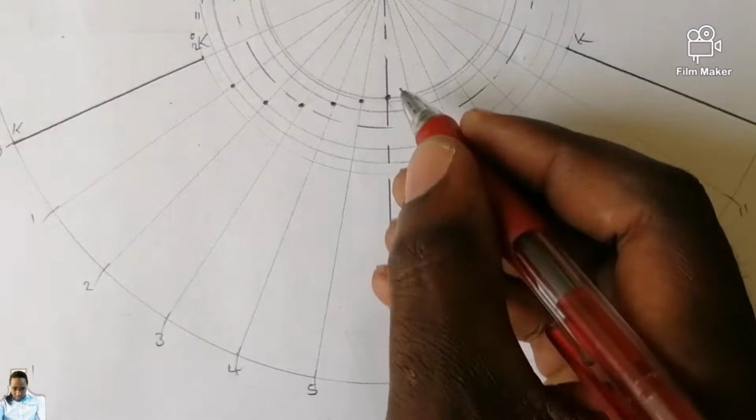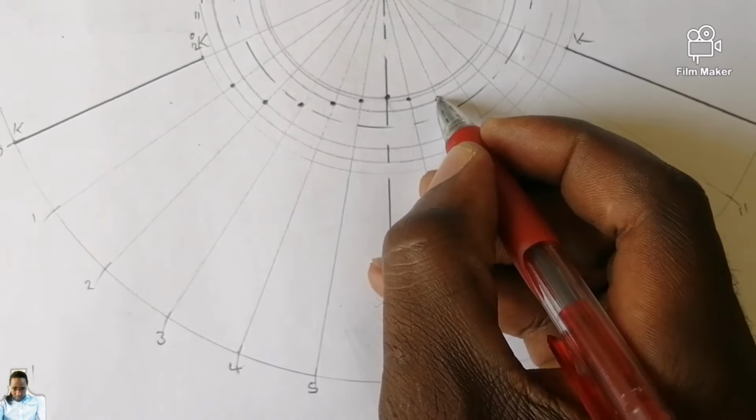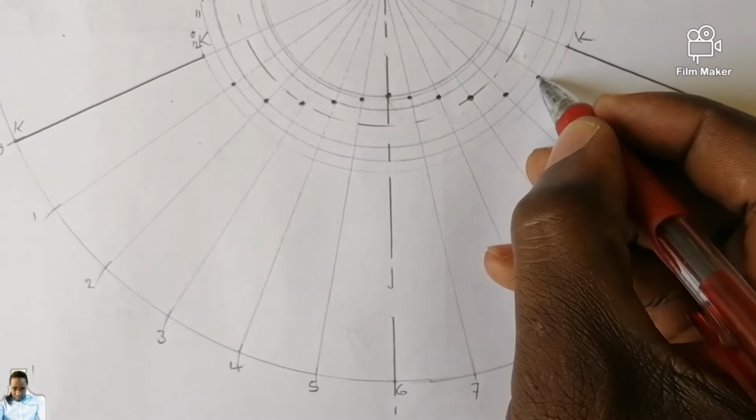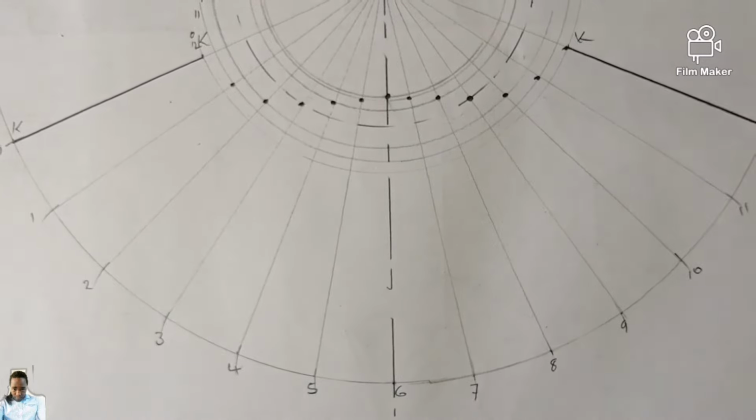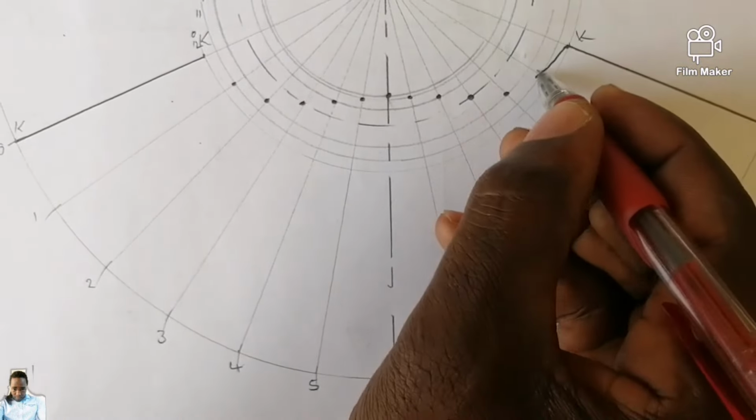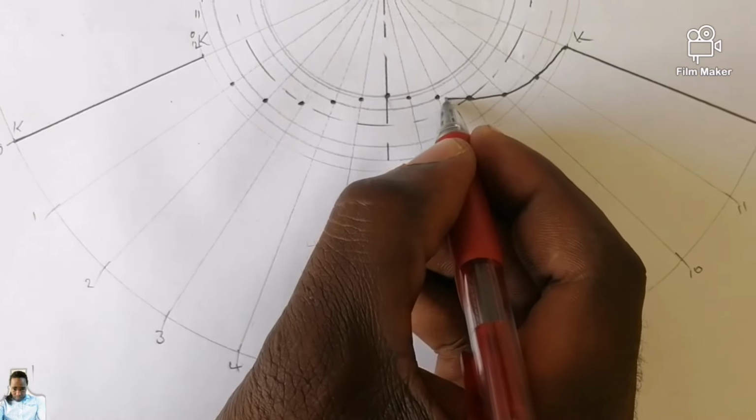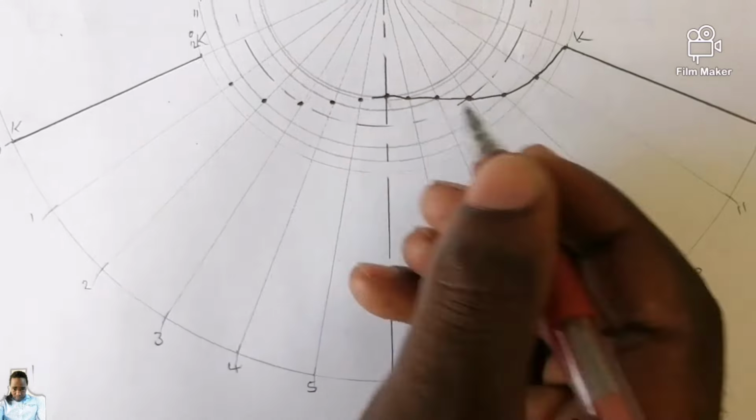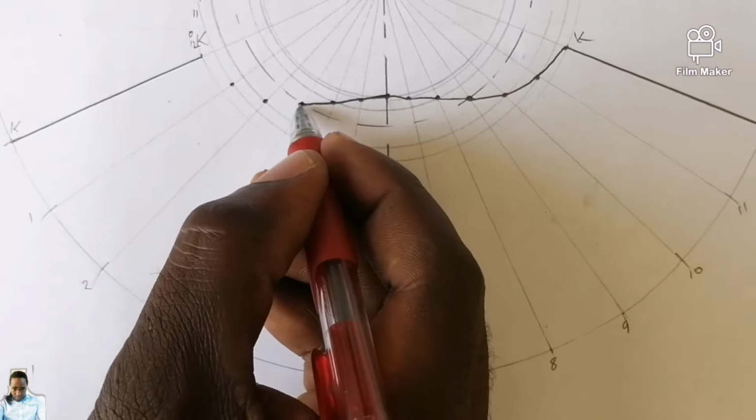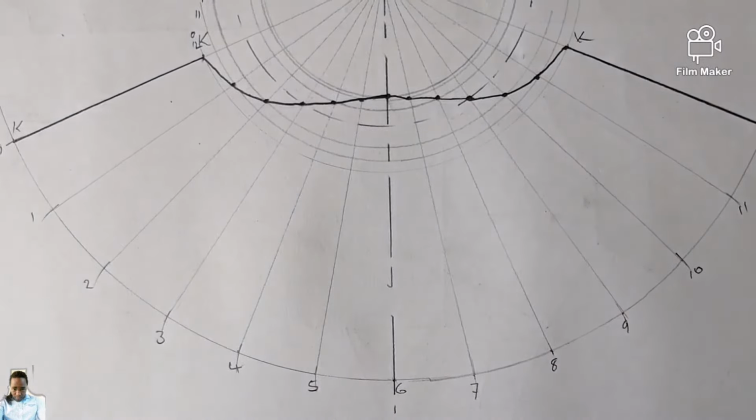So shortly, it will be moving diagonal corners like this. There you go. Then you join it using freehand or flexi-curve. You do not use a ruler here. But these points must be plotted visibly like this. I must be able to see them. So that's how your development is going to look on the upper part.